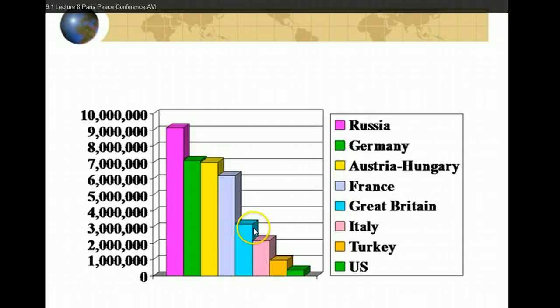Great Britain is going to be down here, and then Italy, Turkey, and then the very least amount lost, of course, because of our late entry, is the United States. We're in last, and really we have fewer men. The amount of men that we lost is the amount that some countries, especially Russia, Germany, and Austria-Hungary, lost in some battles. So we have 320,000. I mean, that's what they lost in one battle, like the Battle of the Somme, the Battle of Verdun.